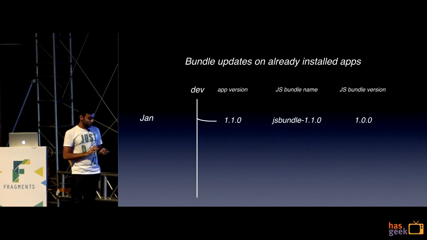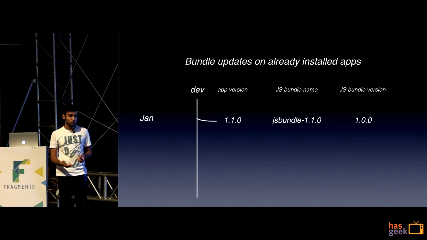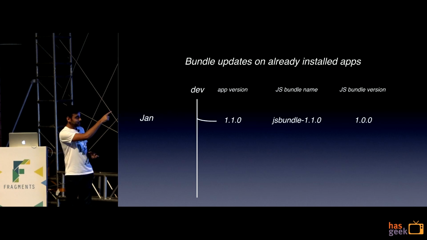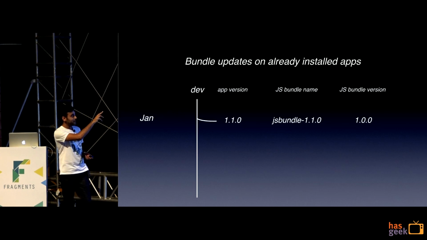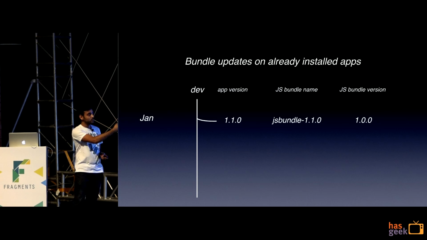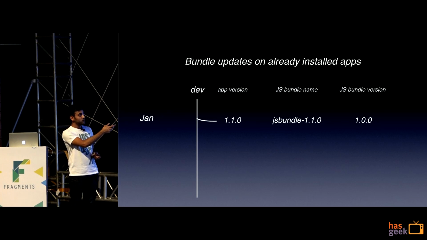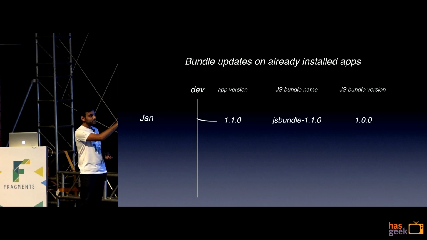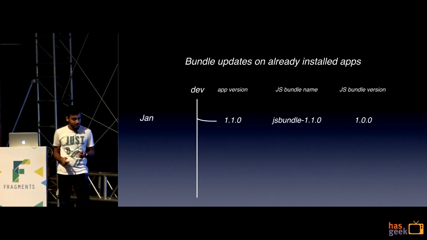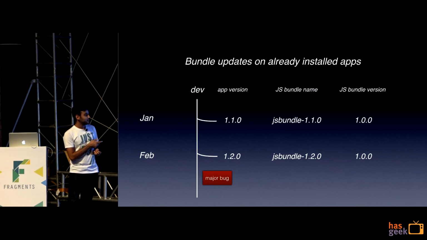The logic that we have written is, as soon as the app opens, the user checks this JS bundle name, which is JS bundle -1.1.0. As soon as the user who has this version of the app opens the app, he makes an API call, checks whether there is a new bundle version available for this name. If there is, it downloads that new version.